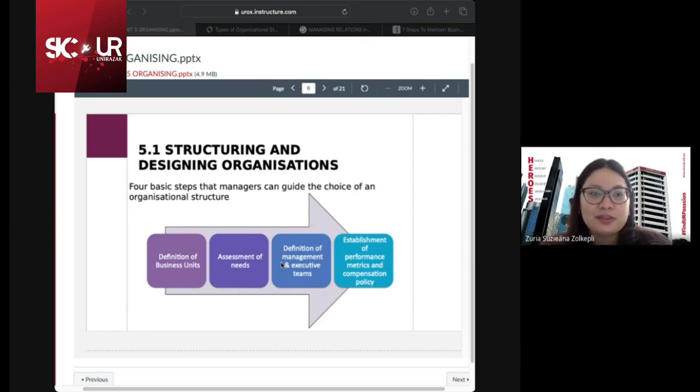Because we don't want this role conflict again, and we don't want overlapping of jobs. We want employees to exactly know what they are doing and what their responsibilities are. That's why the job description is very important when you write it. It's not just a fancy document that you send to your employee during recruitment, right? It should be in detail, right?